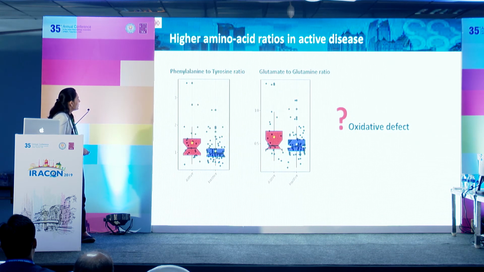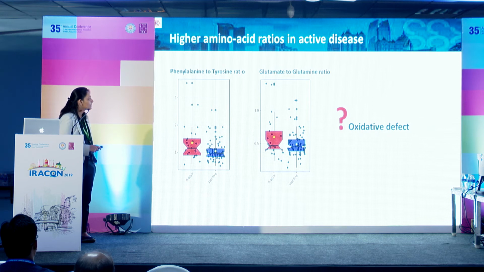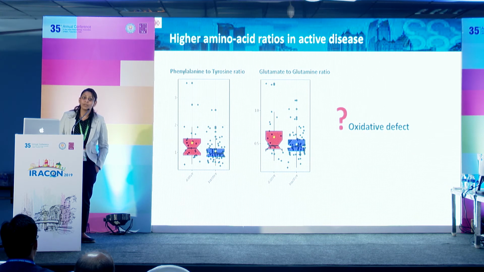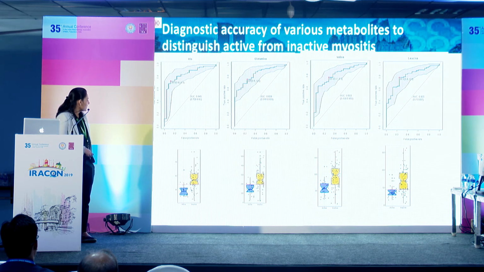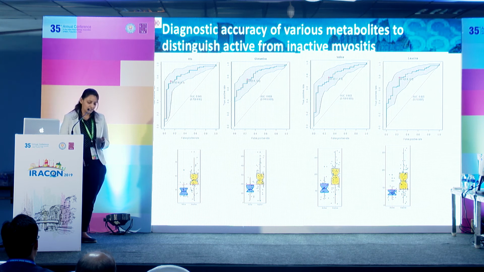We also found that amino acids are increased, certain amino acids like phenylalanine to tyrosine ratio and glutamate to glutamine ratio. So this conversion particularly requires oxidation, suggesting there could be an underlying oxidation defect. So maybe there's a shift in metabolic processes from oxidative to non-oxidative metabolism. And looking at various amino acids, a lot of them were significant with an excellent area under curve of 0.9, excellent value in distinguishing active from inactive myositis. Histidine, as we can see, was decreased in active myositis as compared with inactive disease.